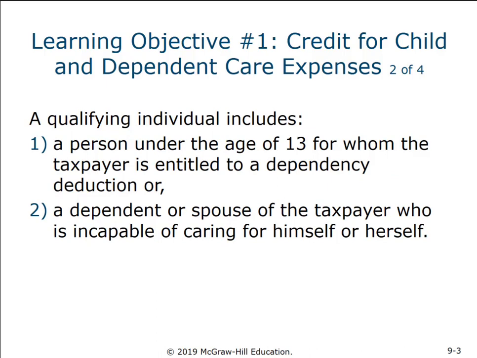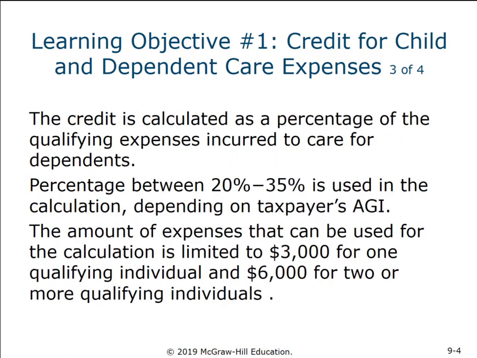So a qualifying individual includes under 13. You have to be entitled to the dependency deduction. Notice it doesn't have to be a qualifying child. It just has to be a dependent. So it could be your niece or nephew, okay, or some of the other things that are under 13, or the dependent or spouse who are incapable of caring for themselves. So that was an elderly family member or something that could be also a dependent.